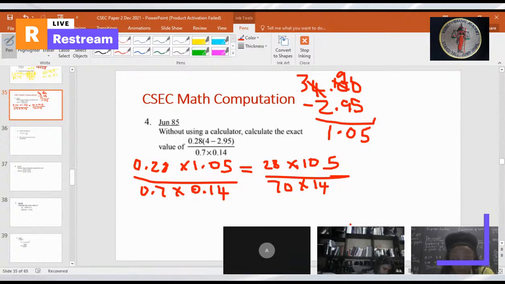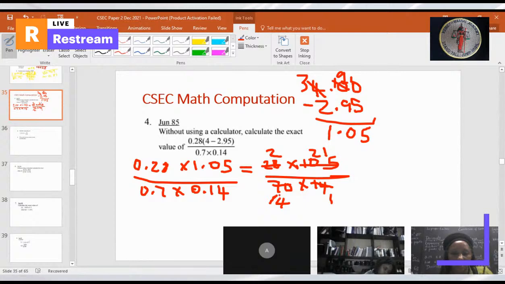Miss, that's all that can. Oh wait, no, sorry, miss. 105 and 70 can be cancelled by 5. So 5 into 70 goes 14, and 5 into 105 goes 21.